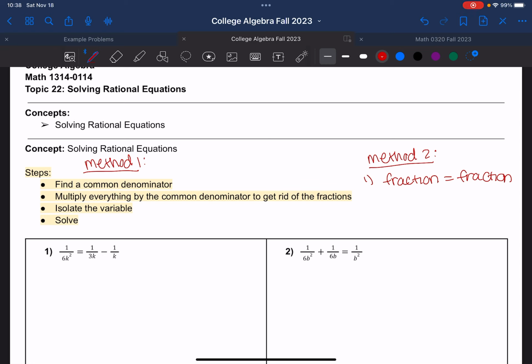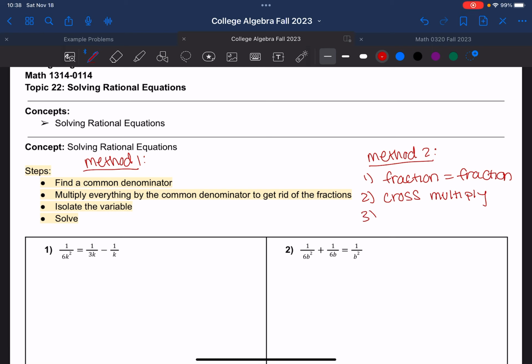What that means is if we have more than one fraction on one side, we're going to have to get a common denominator between those fractions. So we are left with a fraction equal to another fraction. Then our next step would be to cross multiply. And then lastly, to solve. Because once we cross multiply, we get rid of any fractions and we're just left with an equation that we're able to solve.